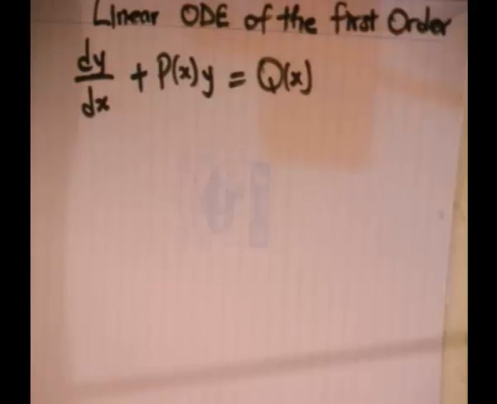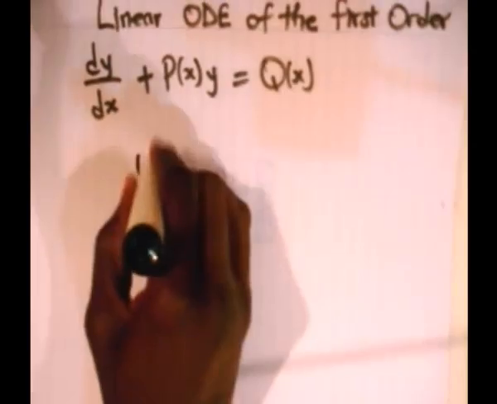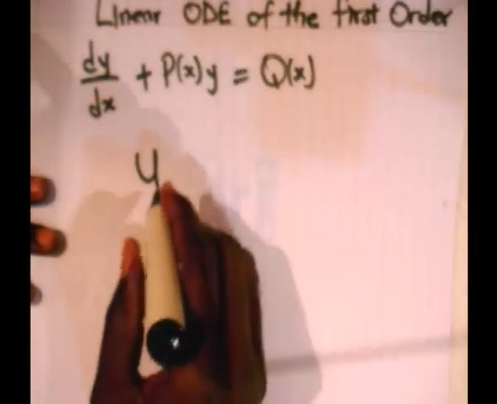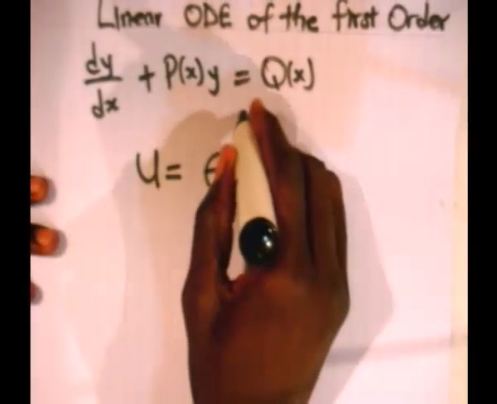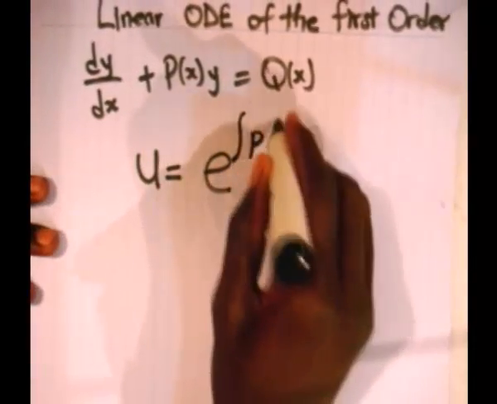So once you have this, solving it is not difficult. You need just two things, or let me say two formulas. The first one enables you to get what we call the integrating factor. Just call it u. Our integrating factor u is given by exponential integral p dx.